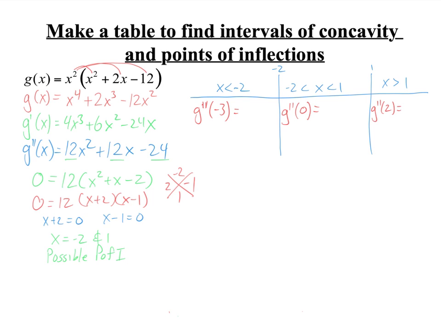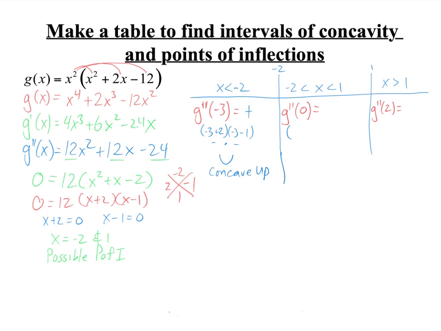Think of that. So what I'm really doing is just going, okay, what's negative 3 plus 2 and negative 3 minus 1? Well, isn't it going to be a negative times a negative? And what's a negative times a negative? A positive. So guess what that means? It's smiling at you. Smile, which is called concave up. On that interval, we're concave up.